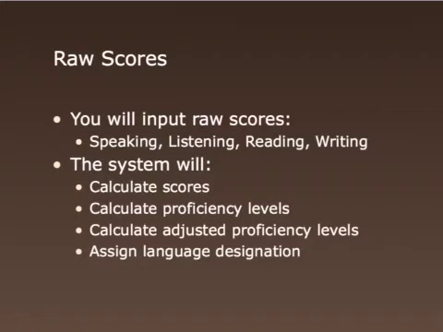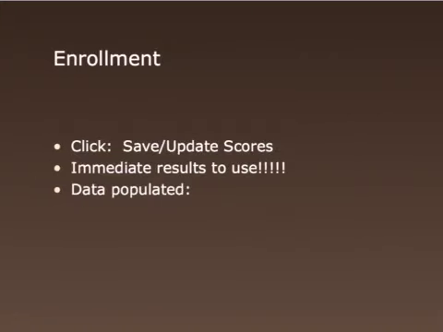The system will then calculate those scores, calculate proficiency levels, calculate adjusted proficiency levels, and assign a language designation. And we are going to talk about each of these items as we move through this PowerPoint. So essentially, all you have to do is enter scores, click Save and Update. You'll have immediate results to use, and the data is populated directly into Campus.